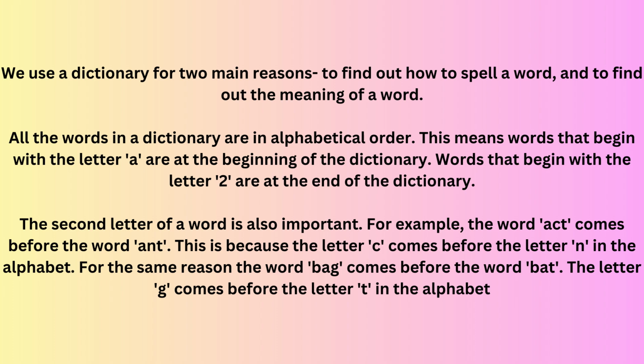The second letter of a word is also important. For example, the word act comes before the word and. This is because the letter C comes before the letter N in the alphabet. For the same reason, the word bag comes before the word bat. The letter G comes before the letter T in the alphabet.